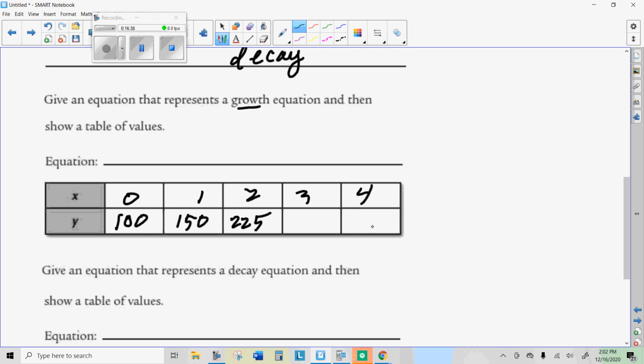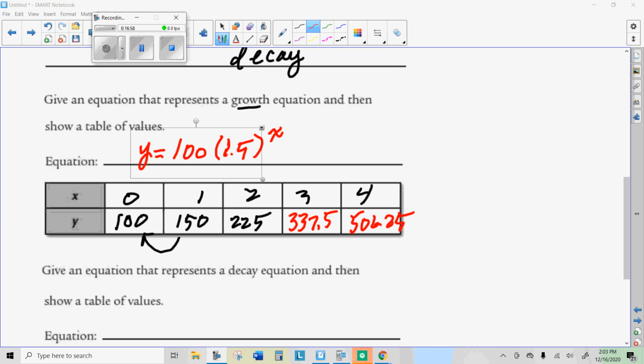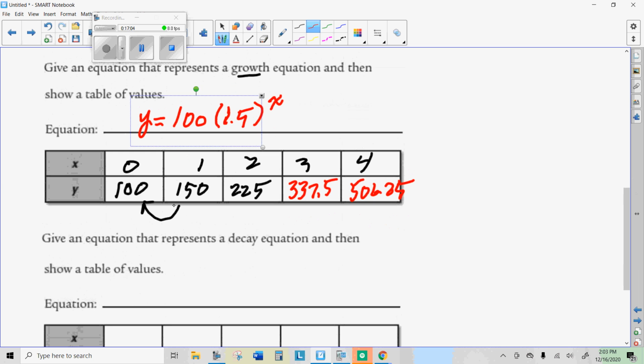Now, to figure out what I'm multiplying by, what I would suggest is you divide these two. And if you divide them one way, you're going to get a number less than 1. That would be wrong. If you divide them the correct way, you're going to get a number bigger than 1 because this is a growing situation. And then once you know that, go ahead and write the equation. All right, that's what you should have got for that. We're multiplying by 1.5, and you could figure that out by dividing any number by the previous number.